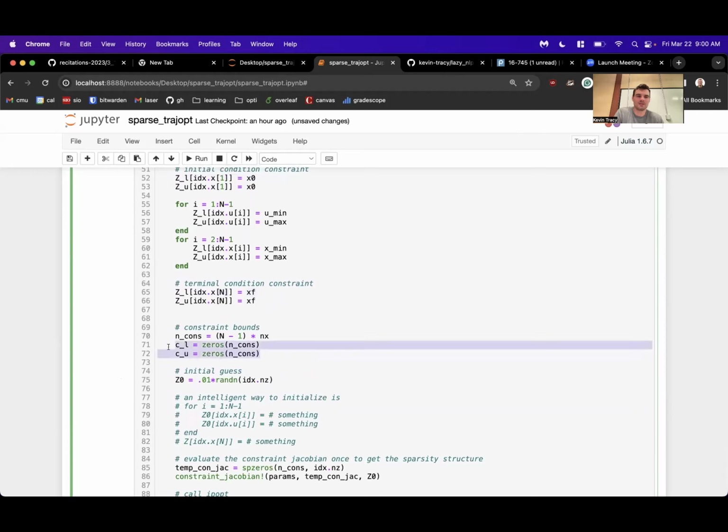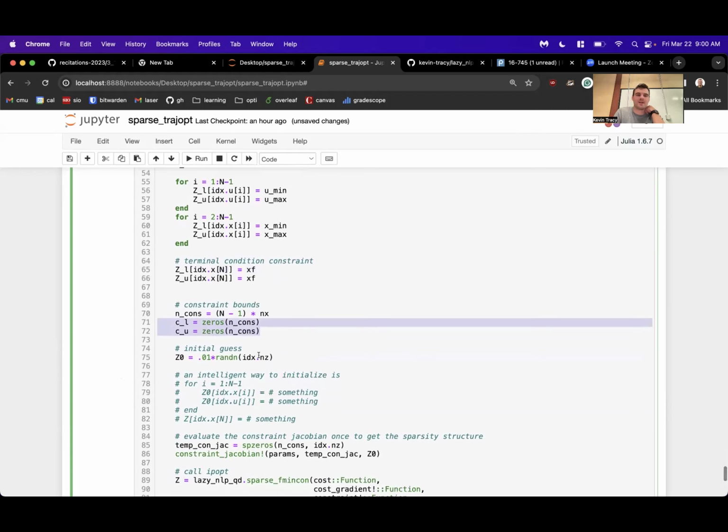And then for the constraint bounds, CL and CU, these are zeros because my only constraints here are equality constraints. And then the way I initialize is dumb. I just go ahead and throw a random number in there, but you should really do something more clever. So here's how you do something more clever: you'd go through and index into Z0 and add a clever initial guess. So here's how we initial guess.